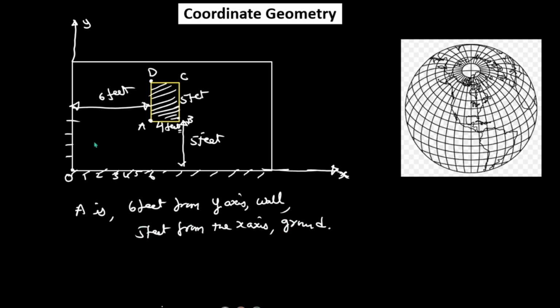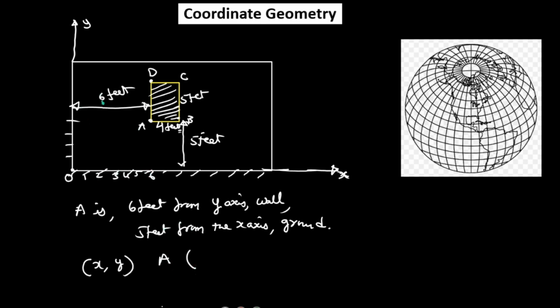Okay, 6 feet from the y-axis and 5 feet from the x-axis. Okay, so for denoting the address in the coordinate geometry, we will define first the x term, then the y term. So how much distance you need to move in x, and how much distance in y, to locate this point? So what is the x distance? It is the 6 feet. This is the x distance because we are moving on the x side here, right?